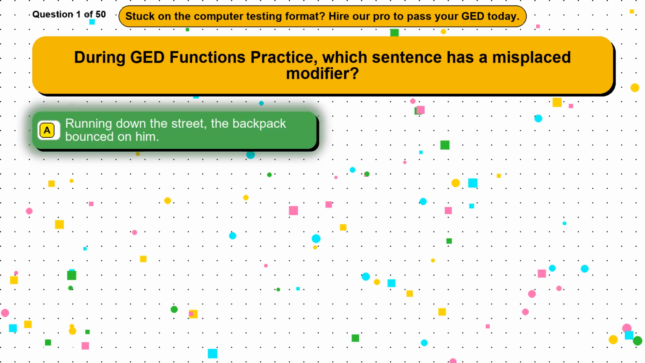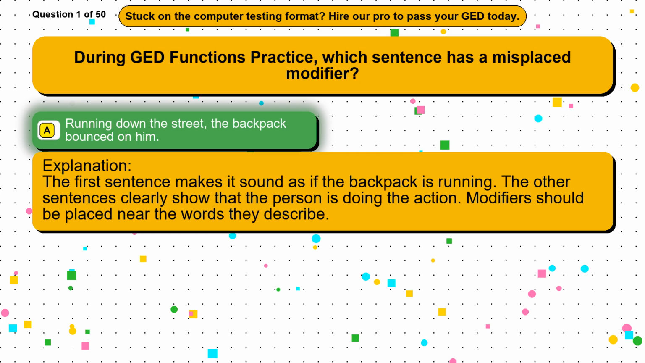The correct answer is option A. Running down the street, the backpack bounced on him. The first sentence makes it sound as if the backpack is running. The other sentences clearly show that the person is doing the action. Modifiers should be placed near the words they describe.